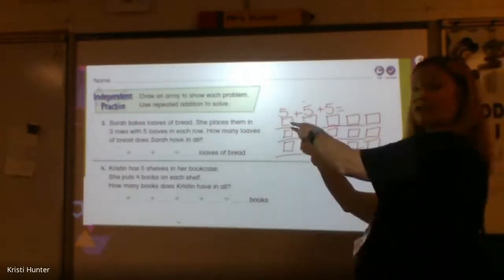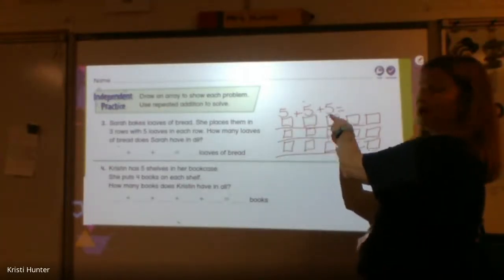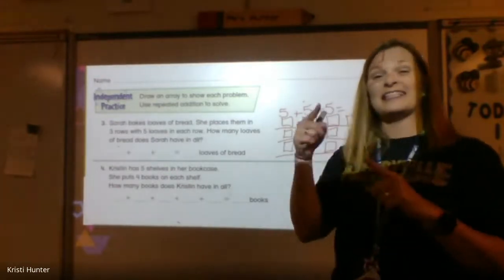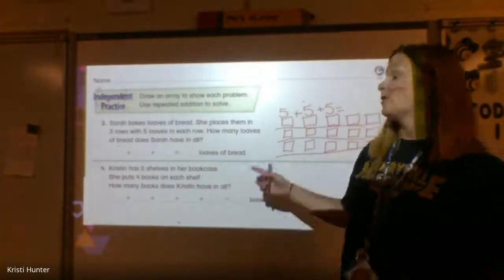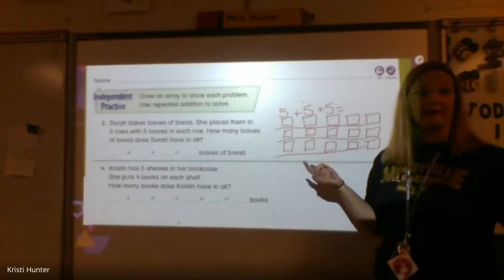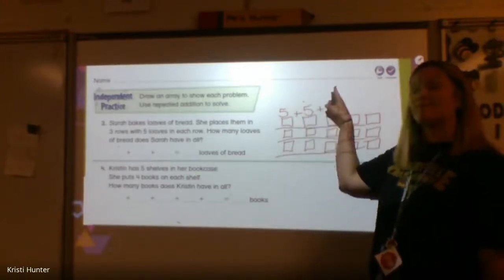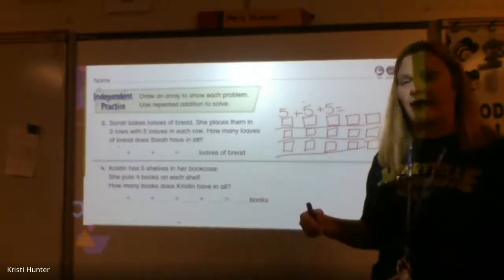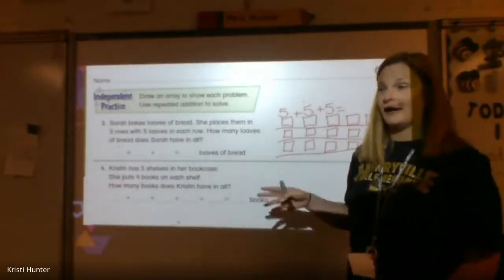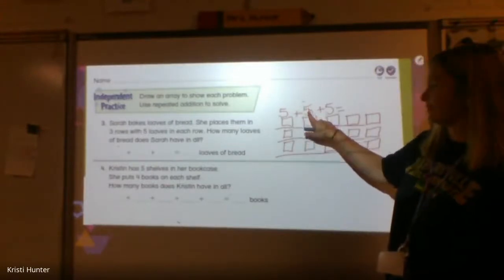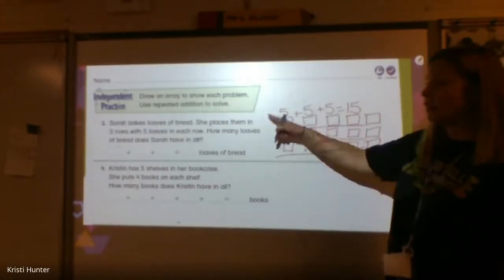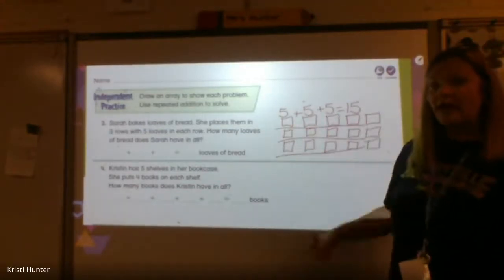Because I had 3 rows, I only have 3 numbers up here. To remember, when we write our equation for an array, it has to be the same number over and over again. So if you write like 5 plus 5 plus 3, you don't have an equation for an array, okay? So 5 plus 5 plus 5, we know how to count by 5s, right? Good practice for us. 5, 10, 15. So there are 15 loaves of bread in her array.